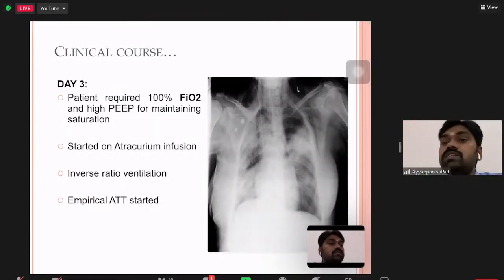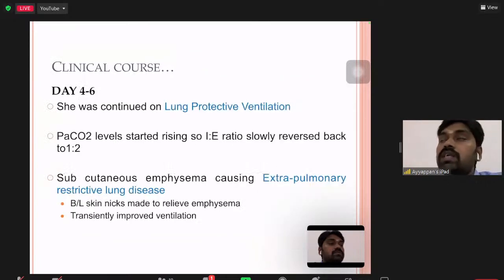On day 3, she required high FiO2 to a maximum of 100% and was sedated and paralyzed and was also started on empirical ATT because of the subacute presentation. On day 4, she developed type 2 respiratory failure and significant subcutaneous emphysema, and it was a tension subcutaneous emphysema, so bilateral ICDs as well as NIV were placed.